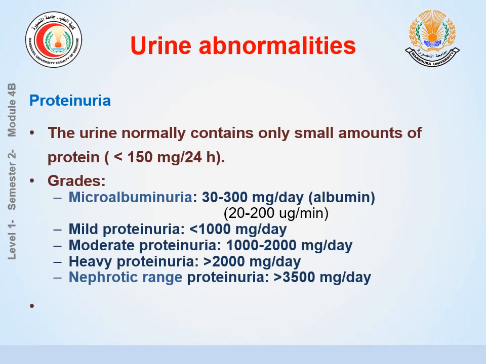Urine abnormalities may include proteinuria. Normally we have less than 150 milligram of protein in urine in 24 hours. When we have protein in urine, this may be very little protein known as microalbuminuria. When the protein increases, we have mild proteinuria less than 1 gram per day, up to nephrotic range proteinuria, which means the presence of more than 3.5 gram of protein per day in urine.